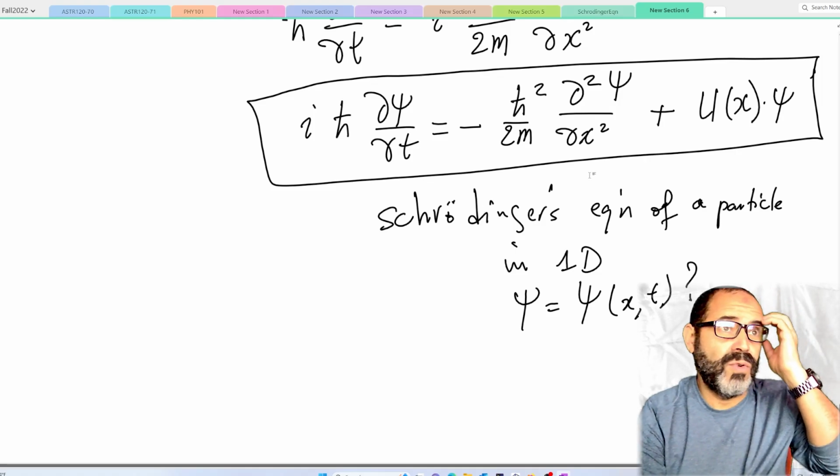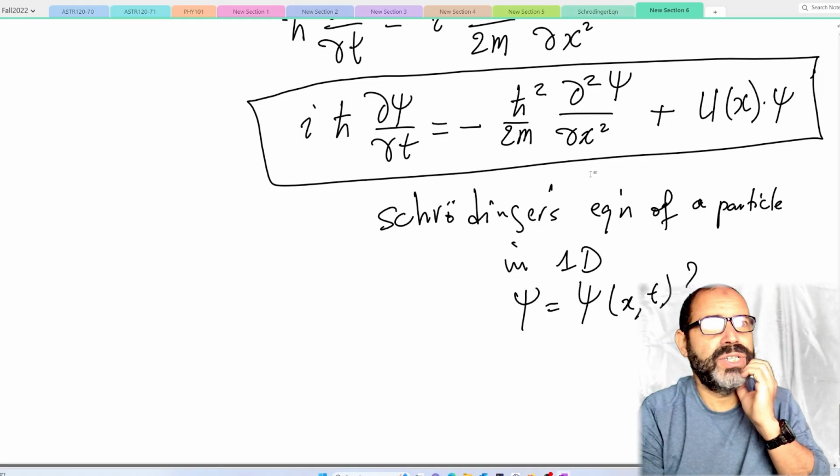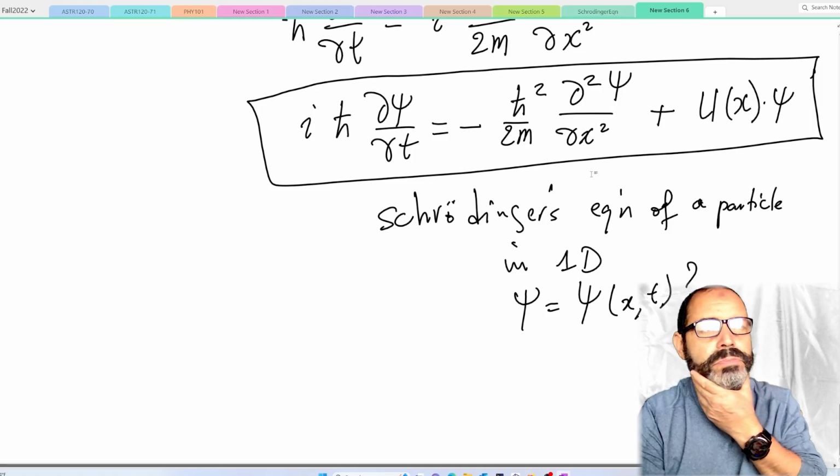This is not a full proof, okay? This is not a proof. There is no proof for that. It's just like a law, like F equals ma, okay? For quantum mechanics, of course.